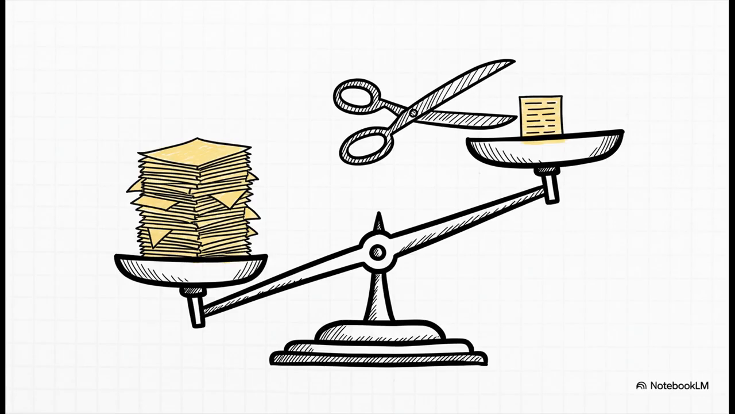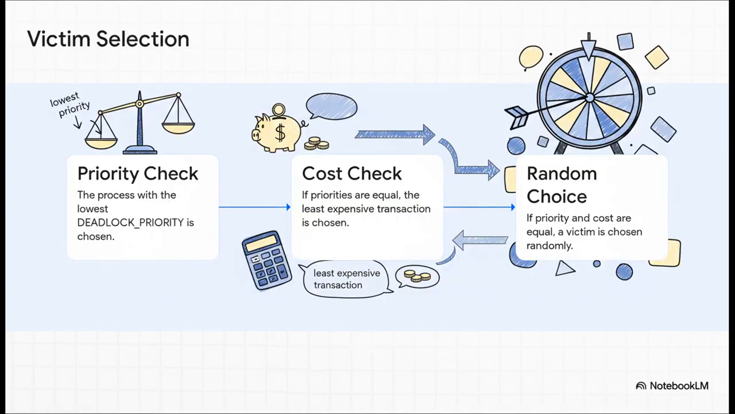Basically, it kills the transaction that has done the least amount of work, because that's the easiest one to clean up after. But you are not powerless here. You can actually influence this decision. You can set something called a deadlock priority for your transactions. You can literally tell SQL Server, hey, this process is super important. Don't kill it. And it'll listen. It will always choose the process with the lowest priority as the victim. Only if the priorities are the same does it fall back to that least expensive calculation.